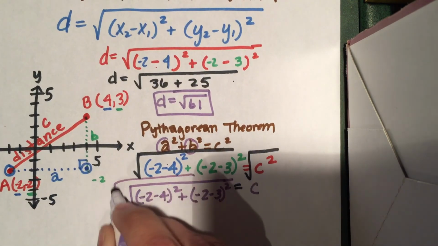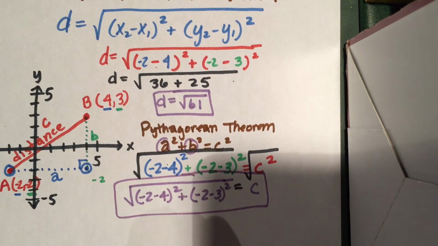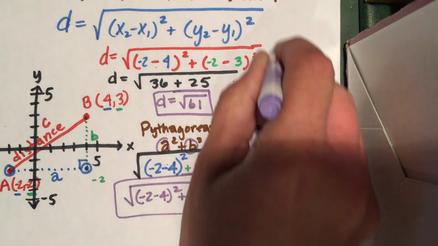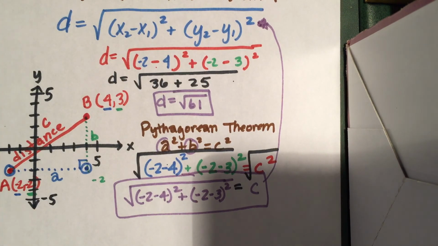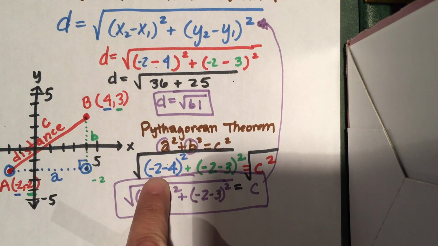Look at the similarity between this formula in this setup and your distance formula. It's the same thing. So the distance formula is actually derived from the Pythagorean theorem. So we use the Pythagorean theorem to find the distance. Now again, you would have gotten -6 here, but remember distance is always positive, so we would have absolute valued this and made it a positive.